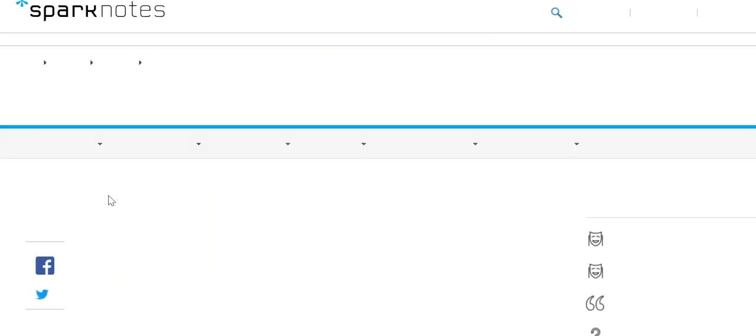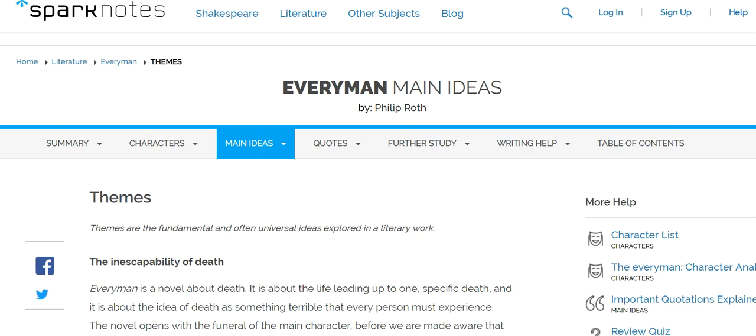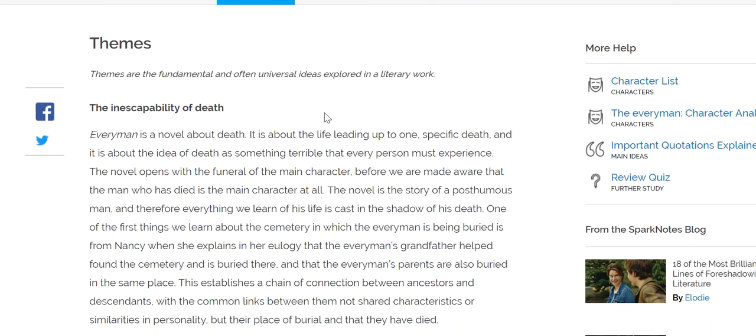Themes! So I'm going to look at what the theme of this is. And the theme is the inescapability of death. It's a novel about death. It is about the life leading up to one specific death. And it is about the idea of death as something terrible that everybody must experience.